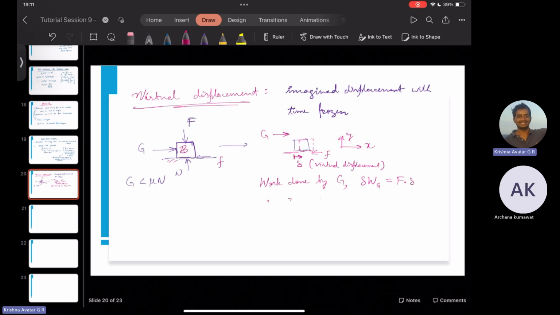Now work done by small f, delta Wf. In this case, force and the virtual displacement are aligned along opposite directions, right? So we have delta Wf equal to minus of small f into delta. And from the principle of virtual work, since we have a small system, delta WG plus delta Wf is equal to 0, right? This is from the virtual work principle.